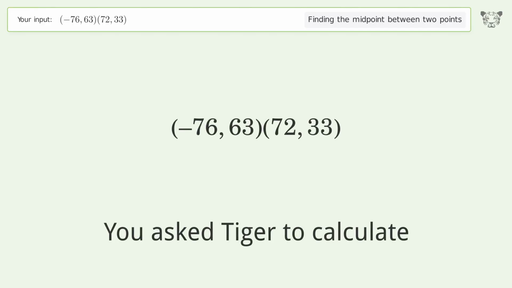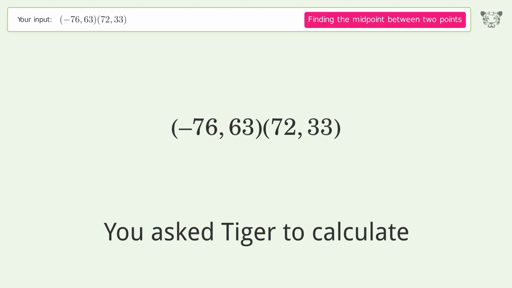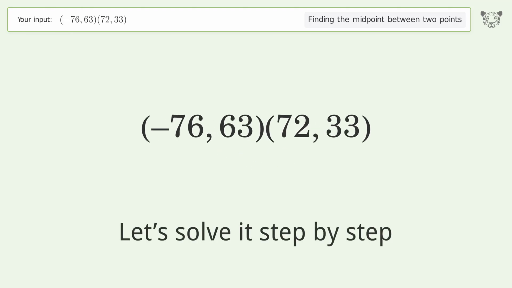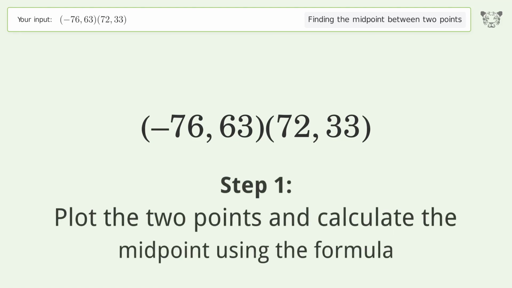You ask Tiger to calculate. This deals with finding the midpoint between 2 points. The midpoint between the 2 points is -2,48. Let's solve it step by step. Plot the 2 points and calculate the midpoint using the formula.